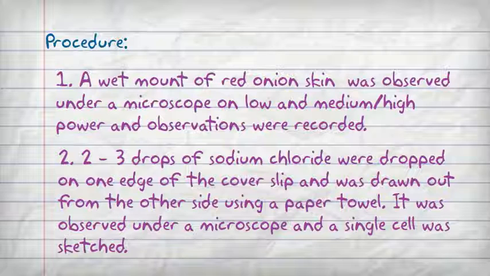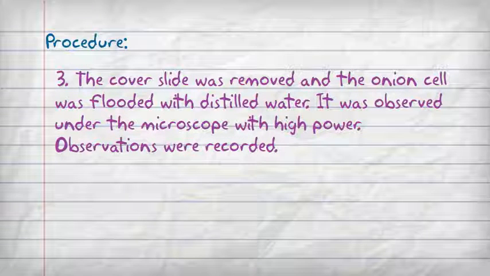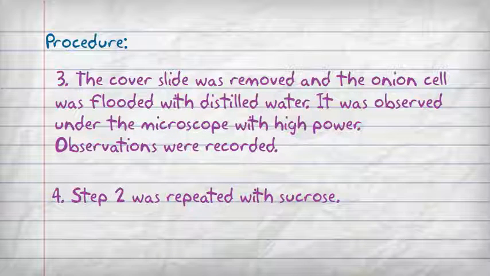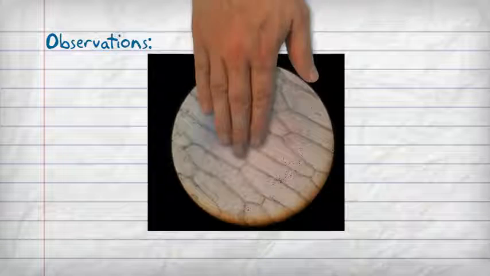It was observed under a microscope, and a single cell was sketched. The cover slip was removed, and the onion cell was flooded with distilled water. It was observed under a microscope with high power. Observations were recorded. Step 2 was repeated with sucrose.